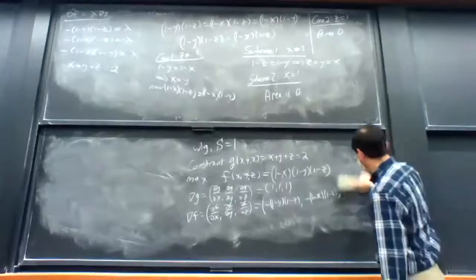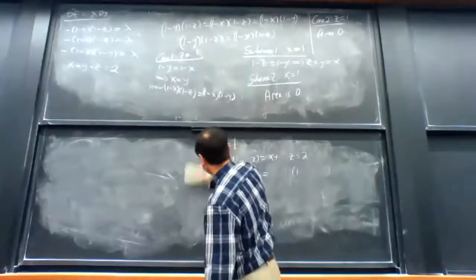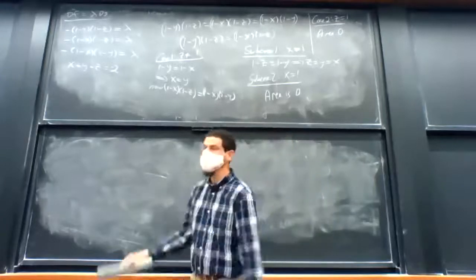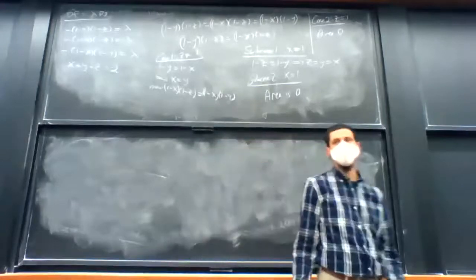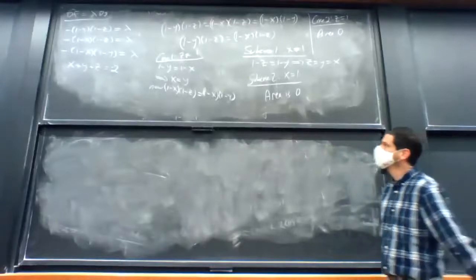We went through and the algebra became quite painful. But if you look at it the right way, it's not so bad, and you do get at the end of the day x equals y, an isosceles right triangle.